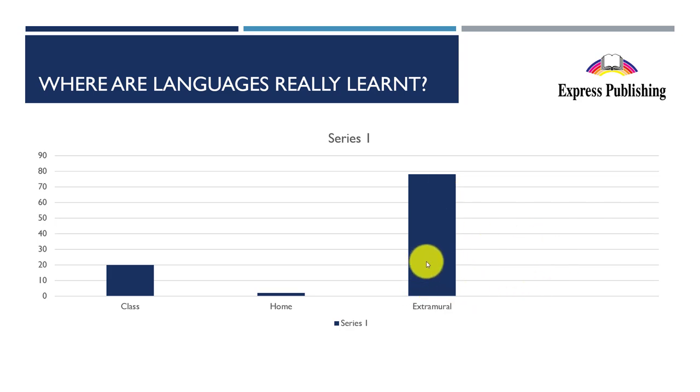Extramural activities refer to activities that students do on their own and not part of the lesson or part of the homework. They are really the activities that helped towards them learning to speak the language.